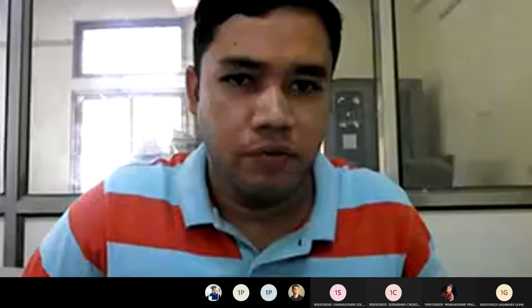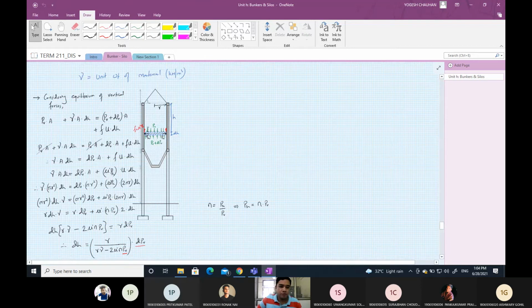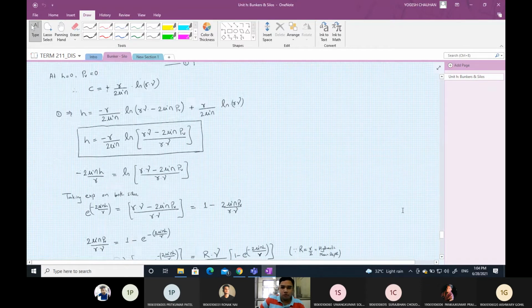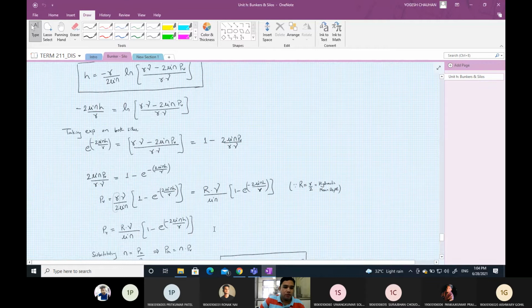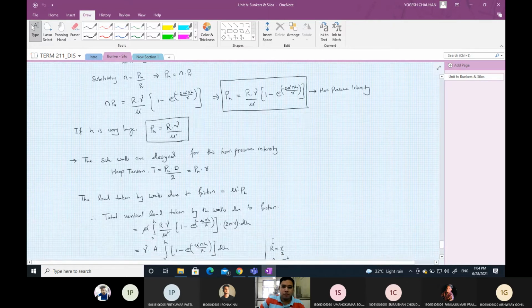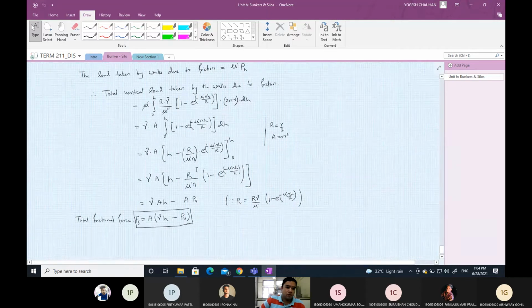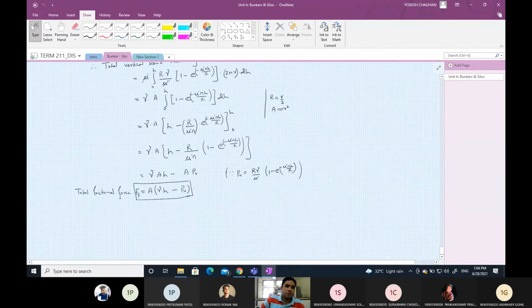which includes the friction between the walls and the materials. So we derived the expression for the horizontal pressure, and the total frictional force carried by the wall was derived. So this is the load carried by the wall.